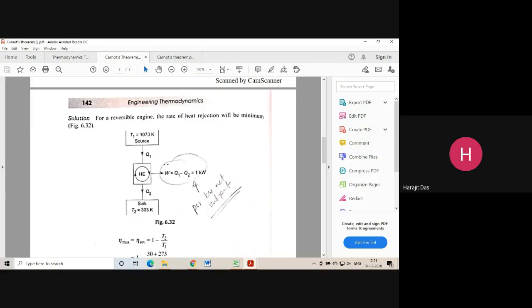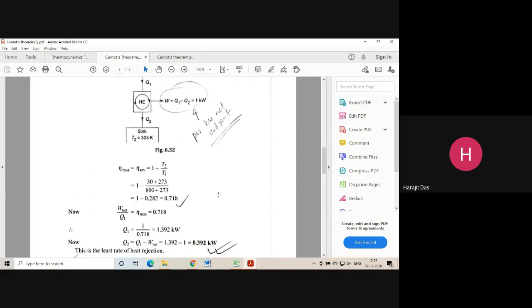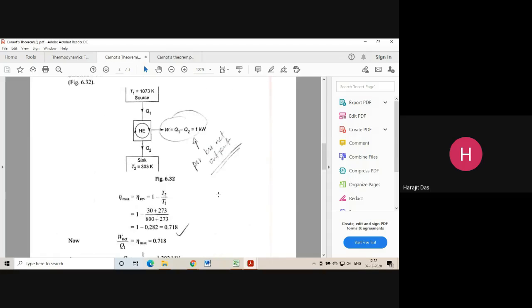It will violate Kelvin-Planck's law. So some amount of heat, a very minimum amount of heat, it should reject, otherwise it will not be a reversible heat engine. So Q2 amount of heat it is rejecting, and the sink temperature is how much? T2 is equal to 303 Kelvin. I think up to this much your points are clear, and if it is not clear, then you can ask me. Understood?